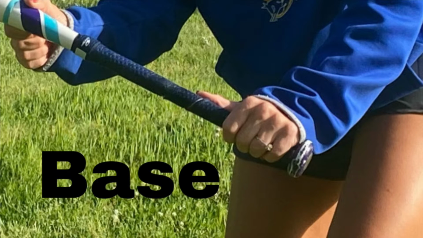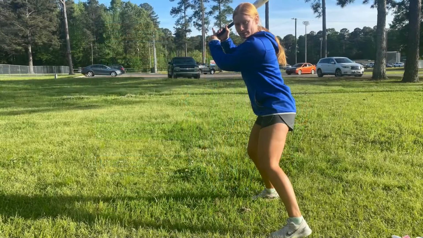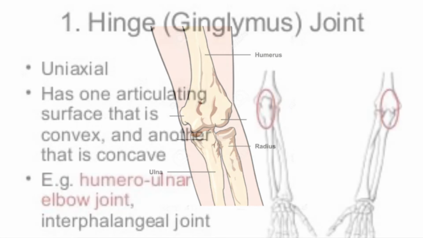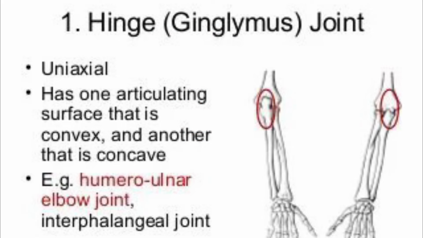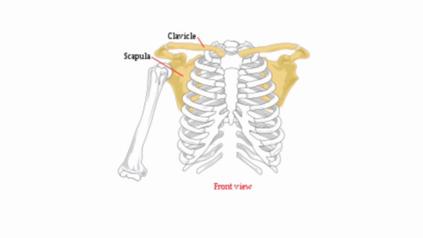The bottom hand is going to be a base for holding the bat. The bones in the hand that are involved are the carpals, metacarpals, and phalanges. The elbows are also going to be bent, and the bones involved in the arm are the humerus, radius, and ulna. The elbow, a ginglymus joint, is also known as a hinge joint. This means the elbow can only bend one way.